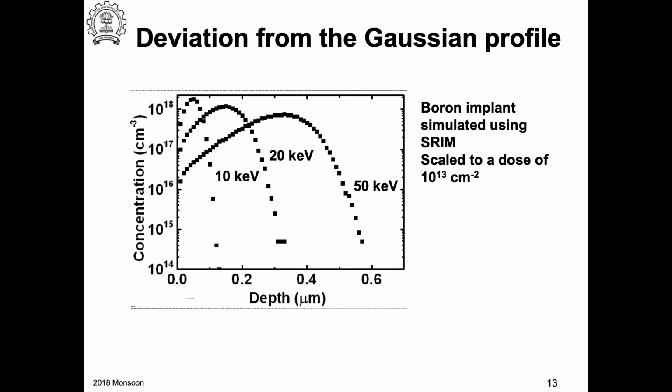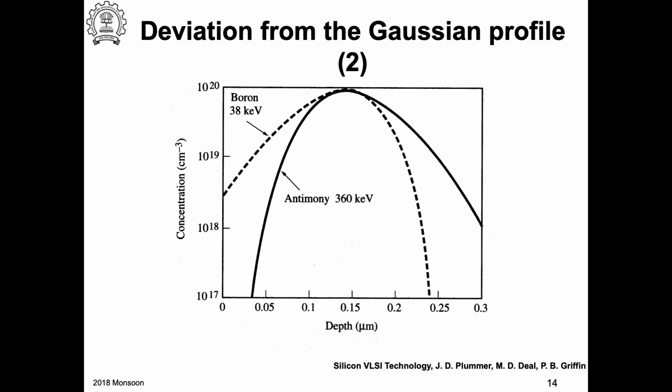If I look at it, this is the contrast between boron and antimony, and the energies have been chosen so that you have exactly the same projected range. But then you see the asymmetry in the profile. Antimony goes deeper. On the other hand, boron actually spreads more to the surface. And the reason is something that we've already discussed. Boron is lighter, so it can actually be bounced back towards the surface.